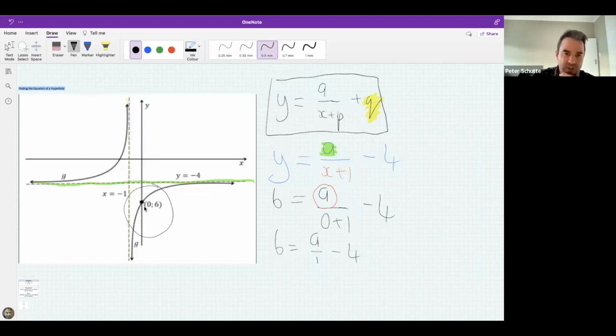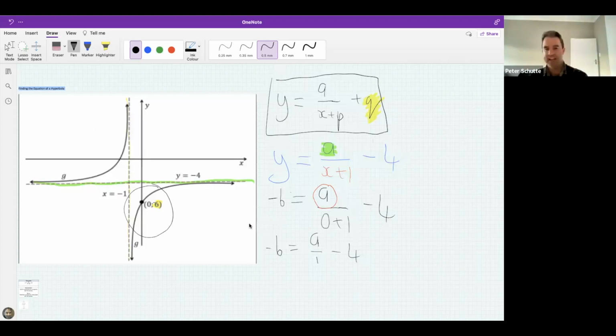Everyone, can you see the question says (0, 6)? But look at where the graph is. Can this be a 6? There's no way this can be a 6. If you look at where it is in terms of the Cartesian plane, this has to be a minus 6. So I want you to change this one over here to minus 6, because if you look at the drawing, it cannot be a 6. It has to be a minus 6, and that will then give us a better answer.